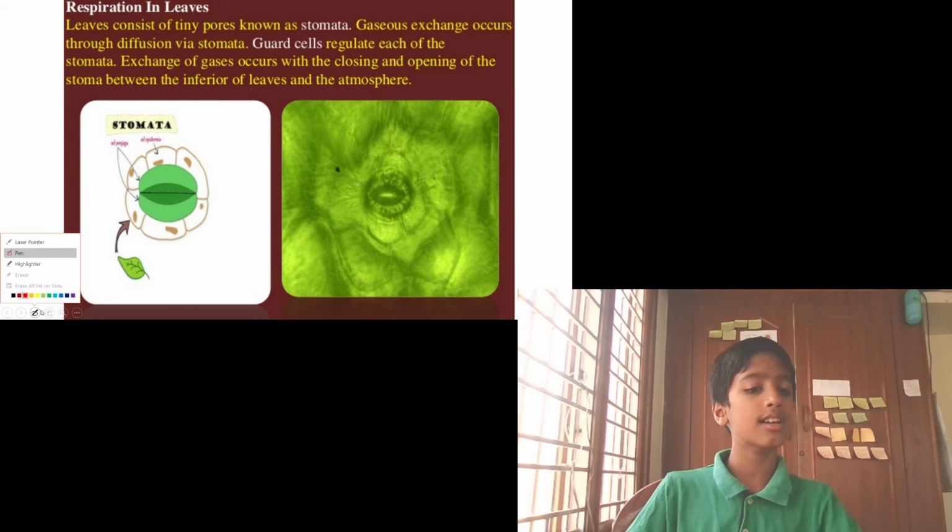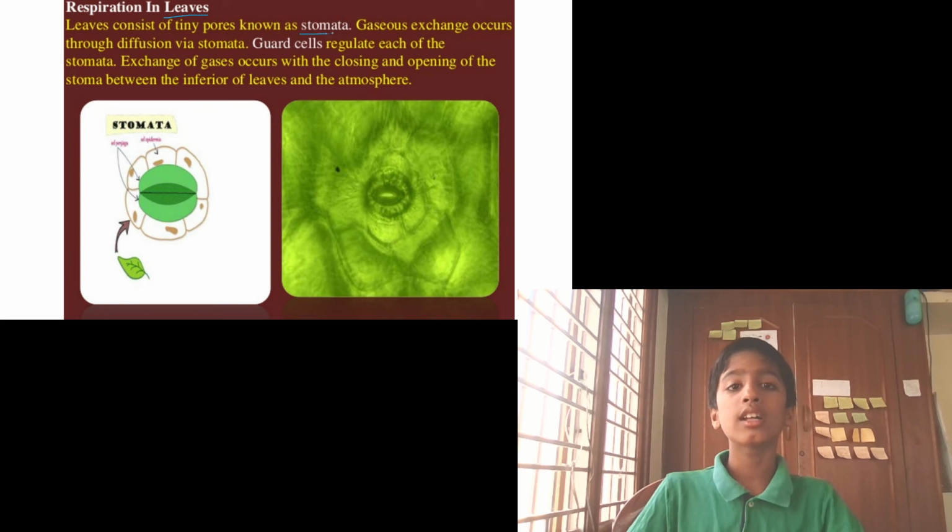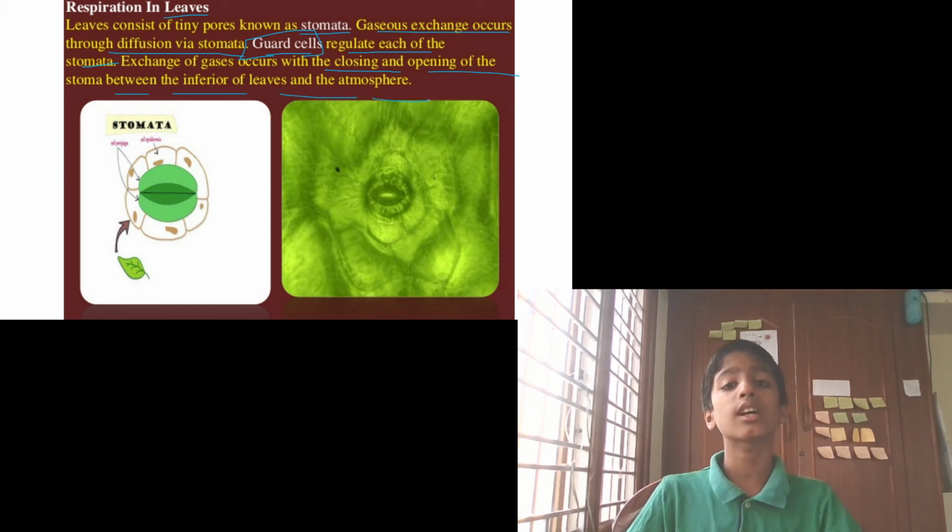Now the respiration in the leaves. I have already explained this to you. If you want, I will explain once more. The respiration in the leaf comes through the stomata, and gaseous exchange occurs through diffusion via the stomata, and the guard cells regulate each of the stomata. Guard cells regulate each stomata, and exchange of gas occurs with the closing and opening of the stomata, between the inferior leaves and the atmosphere.